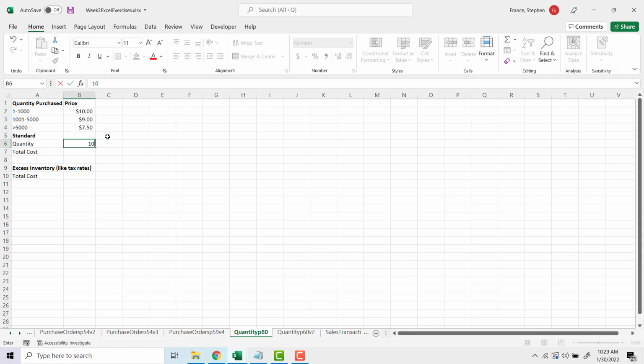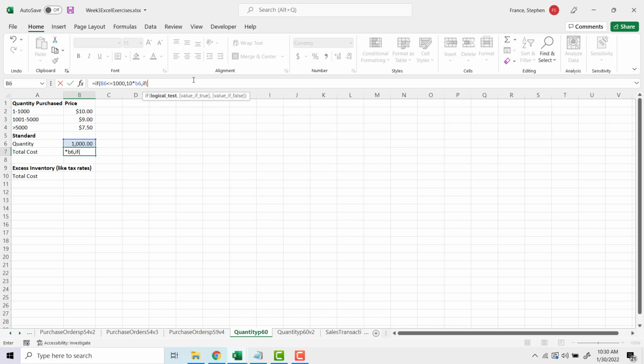So let's just say we have a quantity. Let's not be fancy, let's just have a quantity of 1,000 here, and we'll put in the total cost. So if my quantity, which is in cell B6, is less than or equal to 1,000, then we're going to charge $10 times the quantity, B6. But if it's false, it means we've got over 1,000, so we're going to be either in row 3 or in row 4. So we're going to do if.